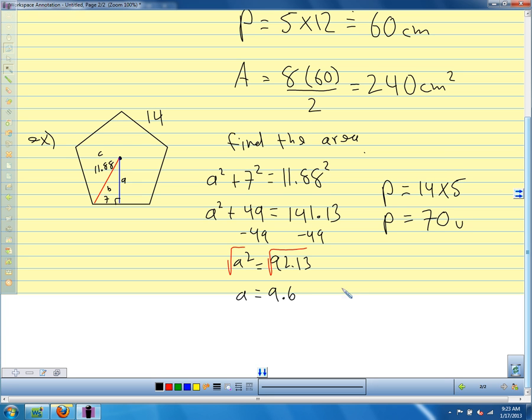So now I can plug my numbers into my formula. The area equals the apothem, 9.6, times the perimeter, 70, divided by 2. Plug that all into my calculator, and I get the area equals 336 units squared.